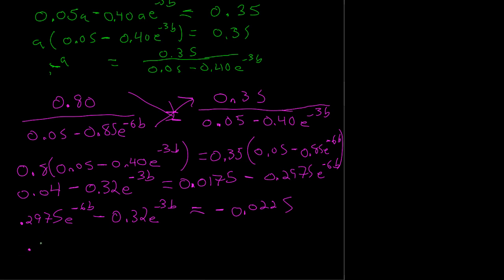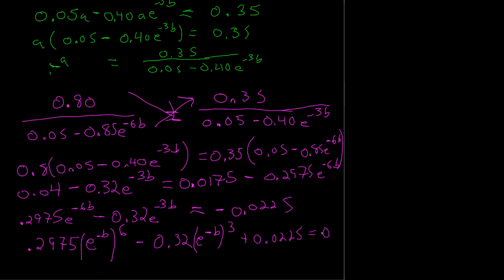All right, 0.975 e to the negative b to the 6th power minus 0.32 e to the b to the 3rd power plus 0.0225 equals 0.